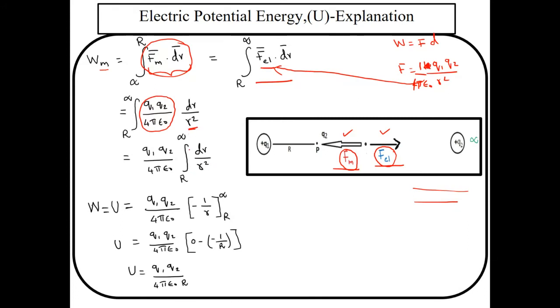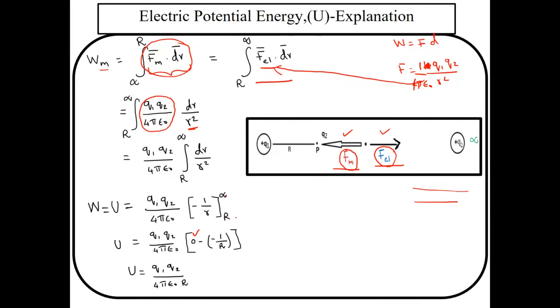So the integrating component is 1 over R square. If you integrate 1 over R square, what will you get, my dear? It is nothing but minus 1 over R. You already studied in calculus 2 that if you integrate 1 over R square multiplied by dr, you will get minus 1 over R. Now I am going to apply my upper limit. When you apply the upper limit, 1 over infinity is 0.